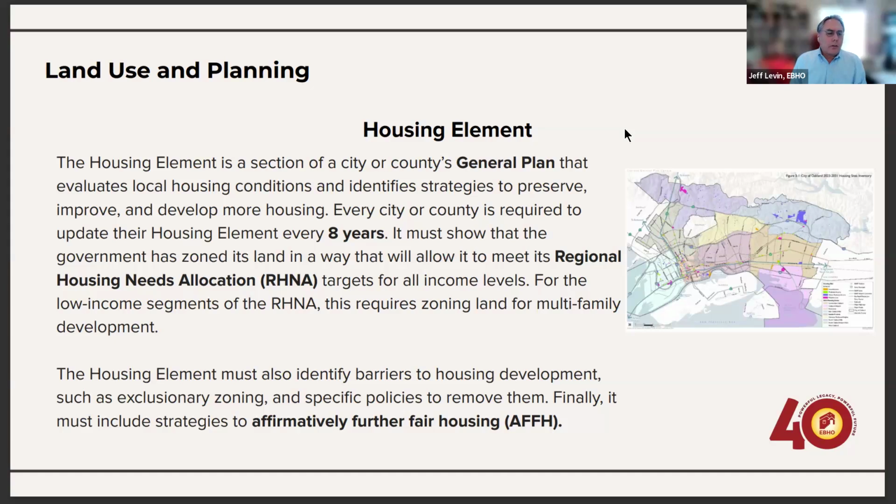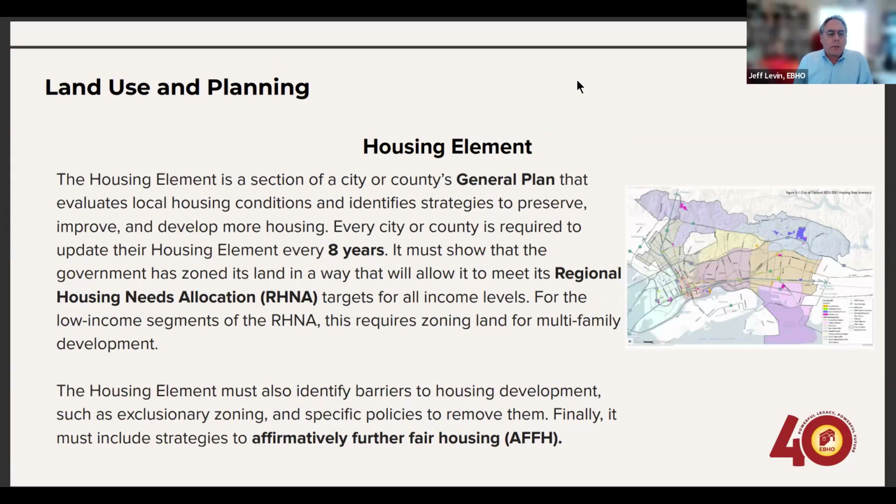The housing element has a lot of other requirements, identifying barriers to development and a whole set of action programs. Specifically, recently added as a requirement is that housing elements have to describe strategies to affirmatively further fair housing. We will talk more about this later, but in short, that means it's not enough to just say we won't discriminate. Cities have to take affirmative actions to remove discriminatory barriers.